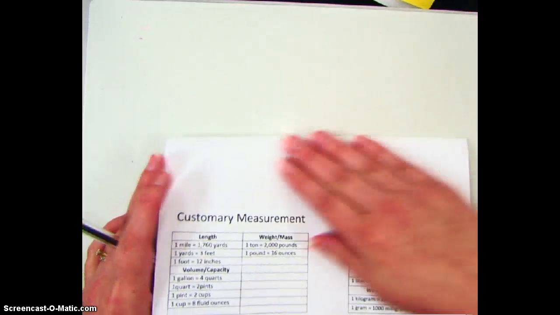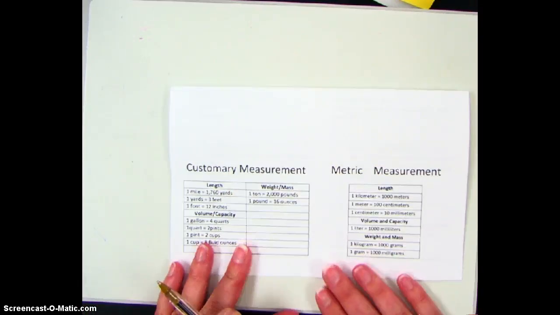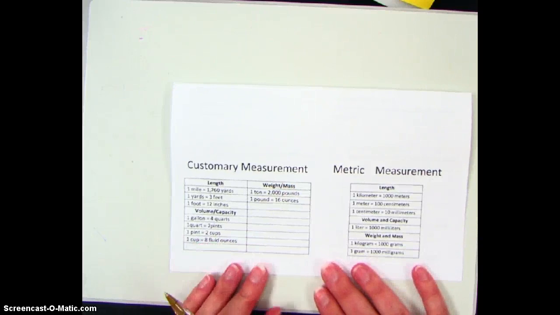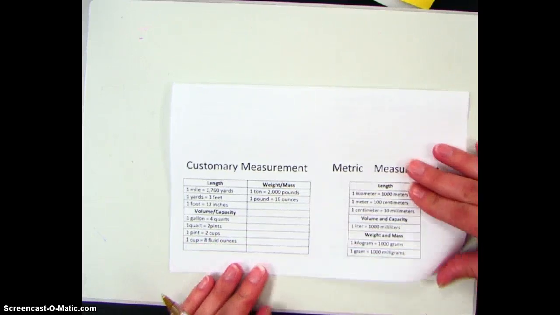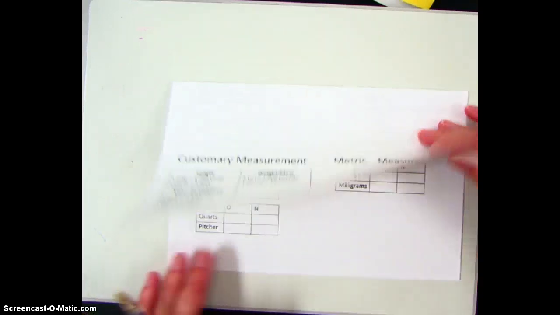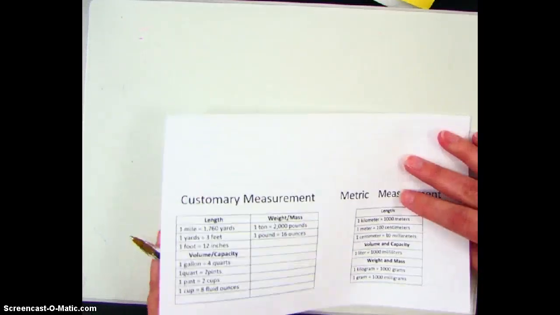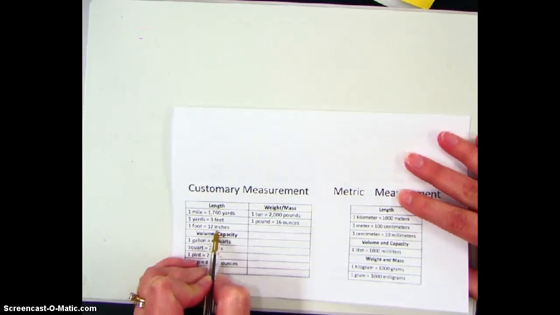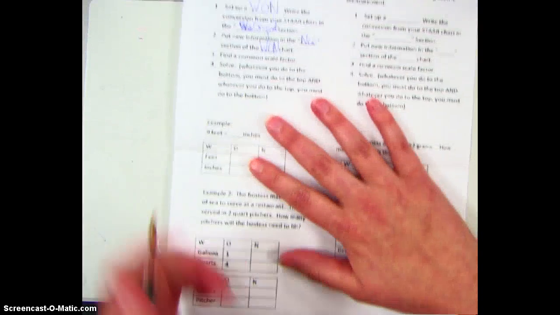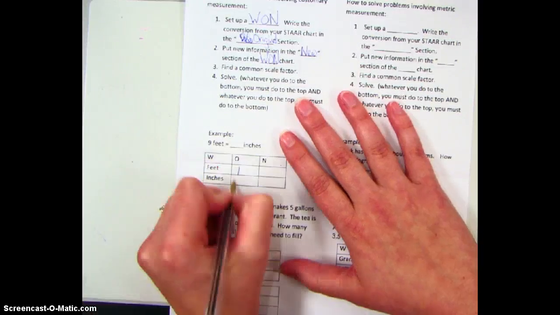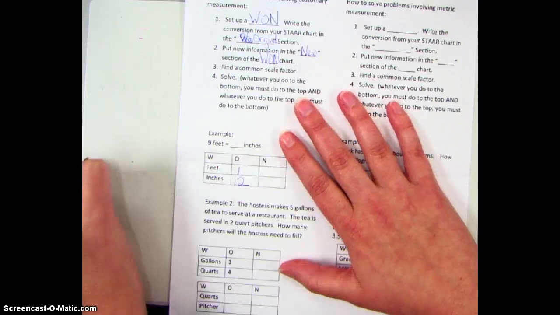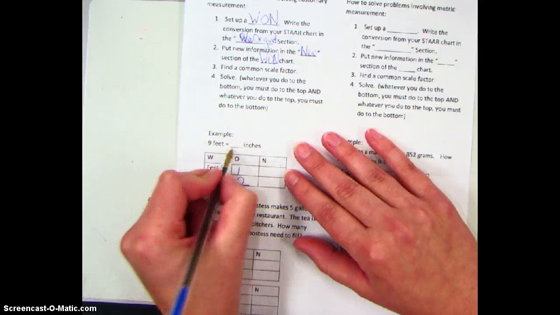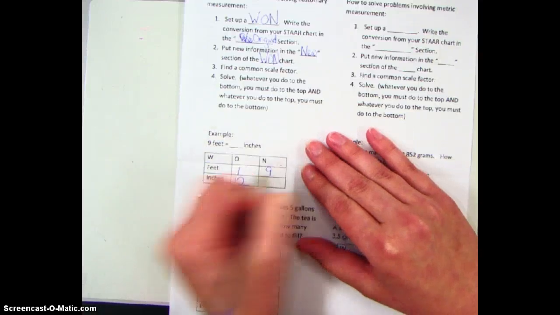Now, our star chart isn't currently with us, but we have this handy little table up here in the front, and we are looking for feet and inches. So 1 foot is equal to 12 inches. So we're going to write 1 foot equals 12 inches. And then we are going to write 9 feet in the new section.